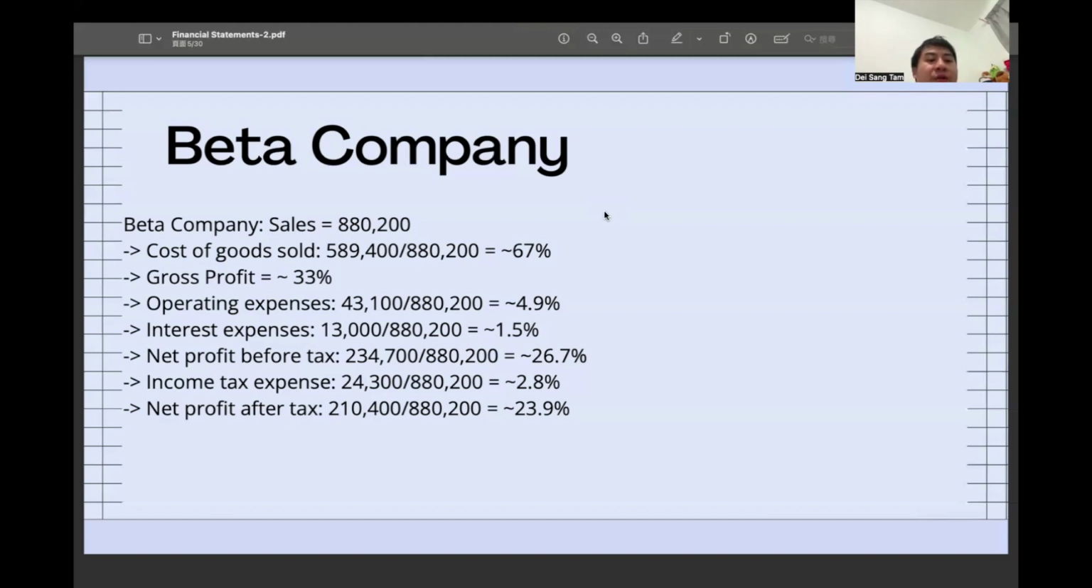And the net profit before tax is about 26.7%, while the income tax expenses is nearly 2.8%. And lastly, we can see that the net profit after tax is about 23.9%.